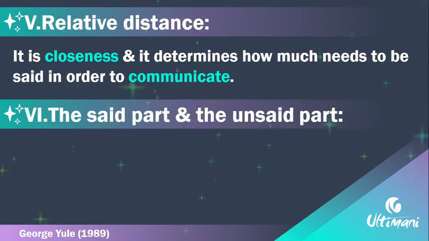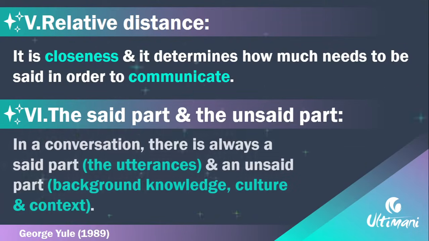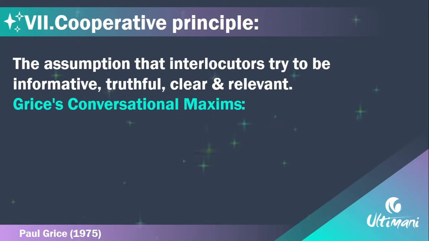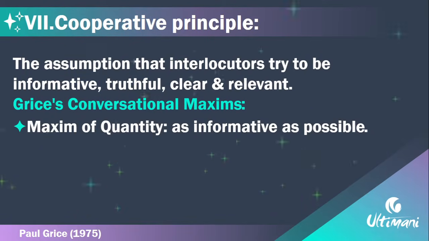Now to the said part and the unsaid part. In a conversation, there is always a said part, the utterances, and an unsaid part, which is the background knowledge, culture, and context. Next is the cooperative principle. It is the assumption that interlocutors try to be informative, truthful, clear, and relevant, and this depends on Grice's maxims or conversational maxims. The first one is the maxim of quantity, which is being as informative as possible, say no more and no less than required.